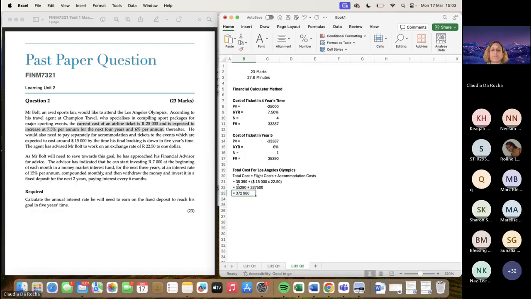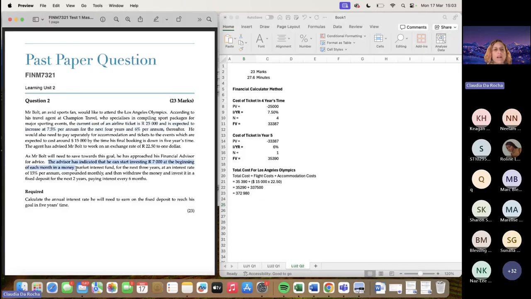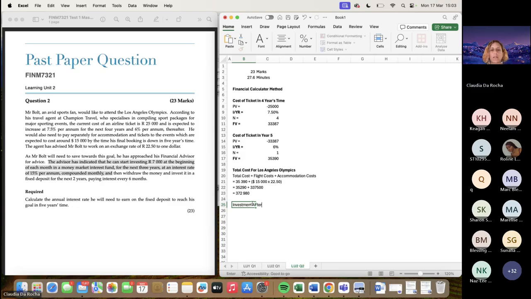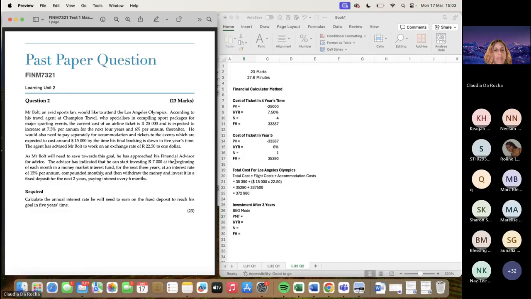Okay. What do we need to do now? Now we need to work out how much we are going to get out from our annuity. Okay. So what is our annuity? Okay, so what will our investment be after the 3 years? Okay, again, we're going to put down everything. So here we got a PMT now. Okay, the one other thing that we must make sure we say is beginning mode. Okay, because remember they said that we are investing at the beginning, 7,000 at the beginning of each month.